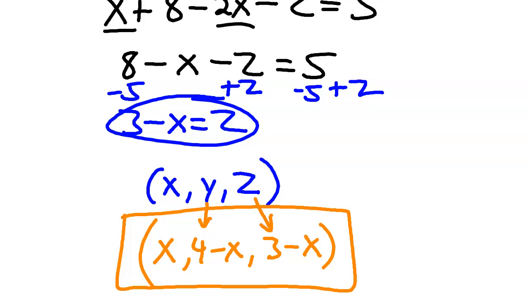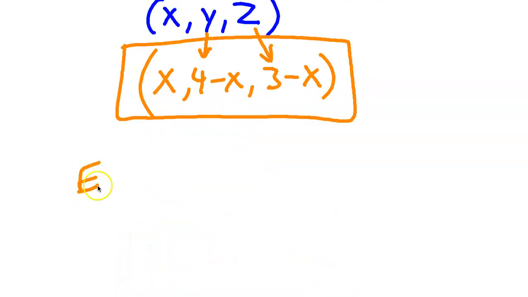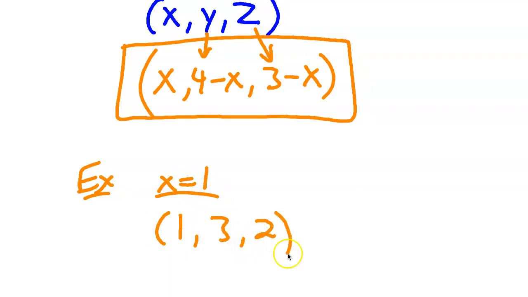So one possible solution, for example, is if I pick x equals 1. Let's go back to that. I just plug in 1 up here, so I get 1, comma 3, comma 2. Right?